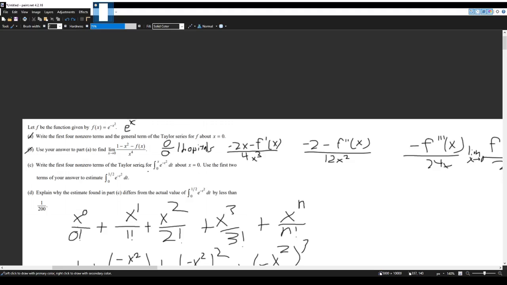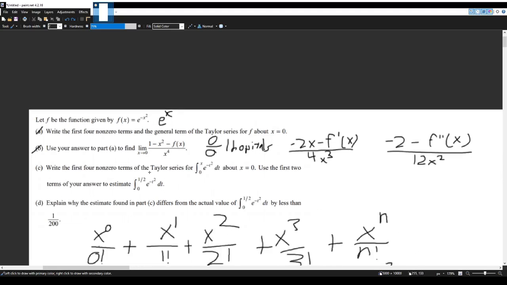Seems to make sense. Write the first 4 non-zero terms of the Taylor series for the integral from 0 to x of e to the negative t squared dt about x equals 0. Use the first 2 terms of your answer to estimate this. Okay, so this is easy enough. Once we get the answer for the first part, we just plug in 1/2. So that's easy. So the real thing is getting this.